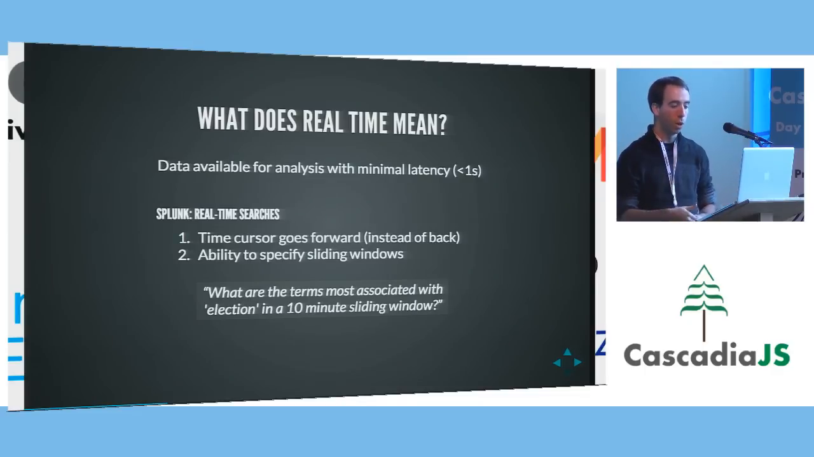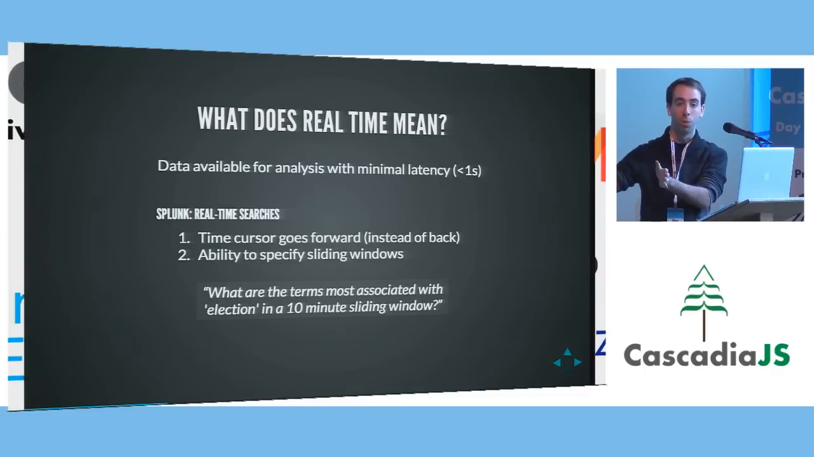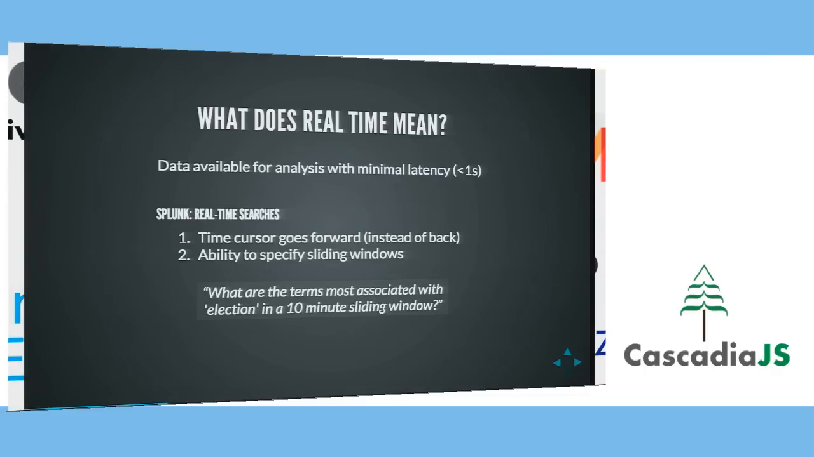And so you can start asking questions like, what are the terms most associated with election on Twitter in a 10-minute sliding window? So that window keeps moving as time progresses. An example would be, send me an alert when within a 10-minute window I see the word error more than 5 times. So that's an example of a real-world, real-time query that might be useful for you.